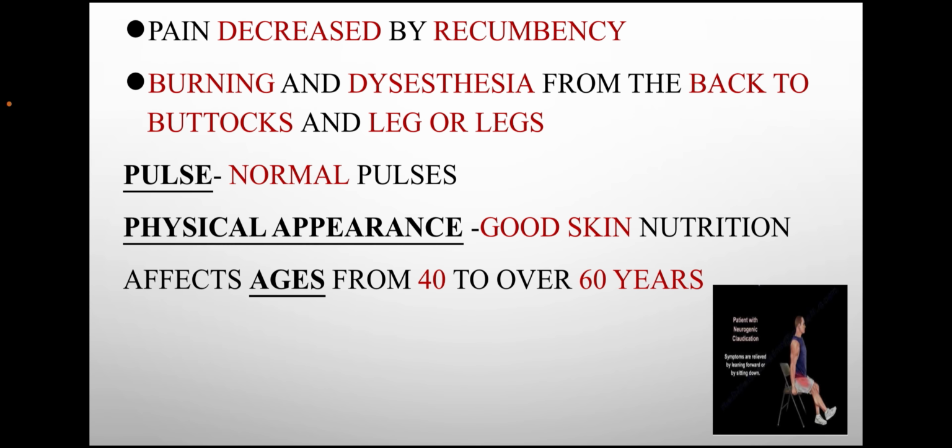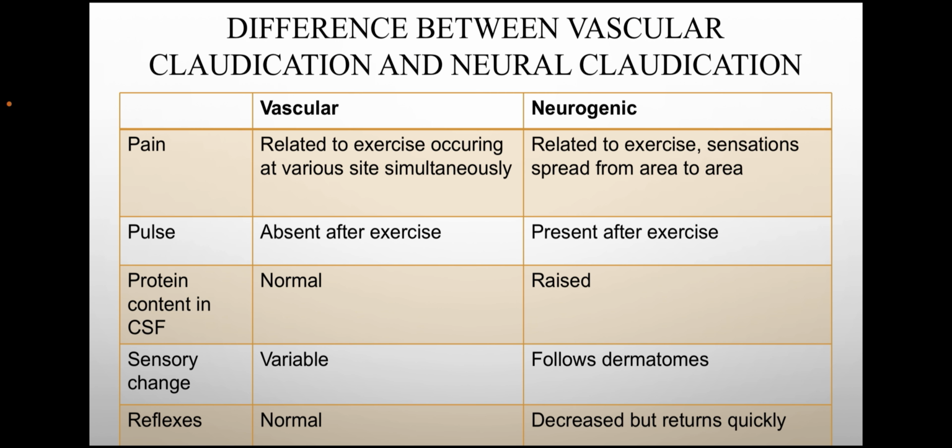Pulses: it's important to note this point as well, that in case of neurogenic claudication, the pulses of the lower extremity are normal. Physical appearance: there would be good skin and nutrition. This affects ages of 40 to 60 years.